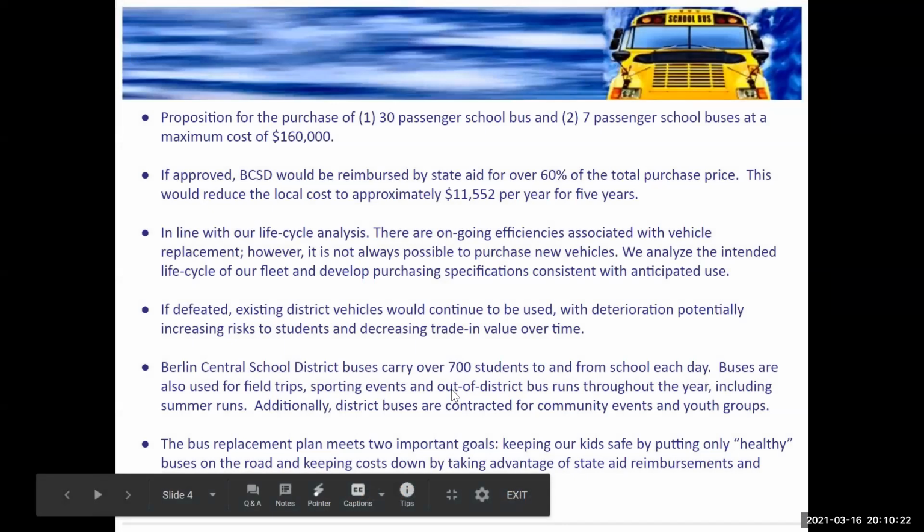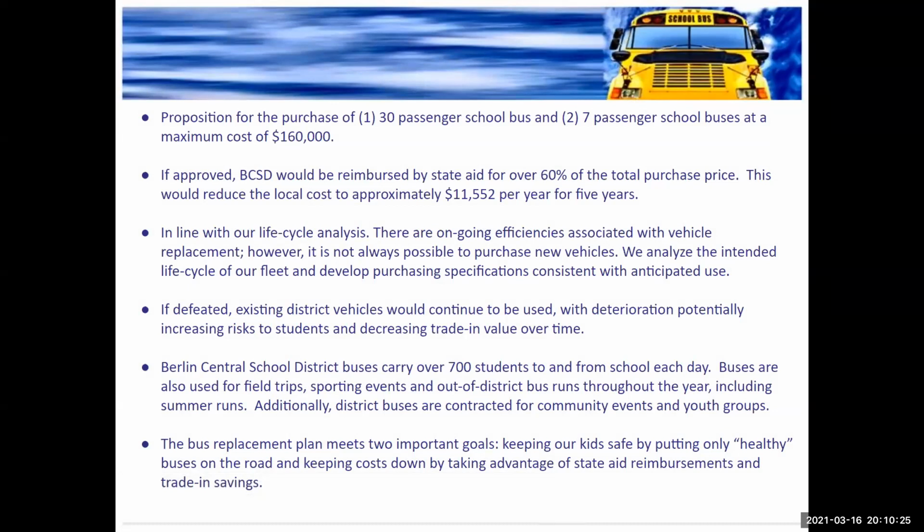So this is just some reminders as to why we try to keep up with the regular bus replacement plan. This is saying what the proposition is: 1 30 passenger, 2 7 passengers for a max cost of $160,000. Our state aid is over 60%, so approximately $11,552 per year. When I say we, this is the transportation supervisor and the head mechanic. We keep a life cycle analysis of the buses. It's not only based on age, but it is based on mileage. It's based on rust factor. All of those things come in, not just age. It also depends on our population and where we're going and who we need to get where.